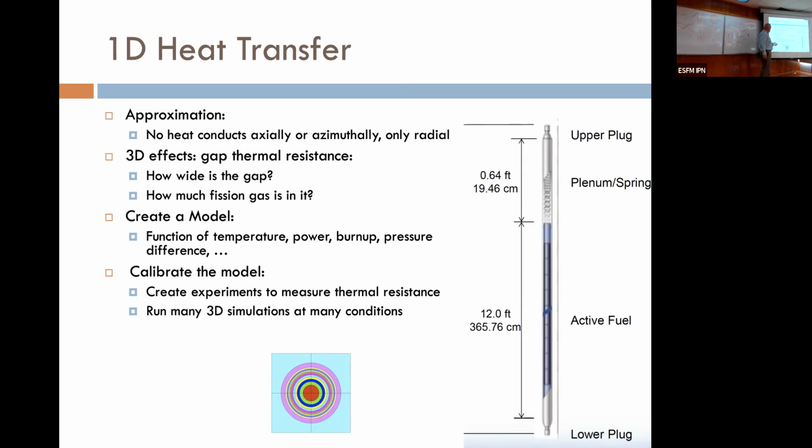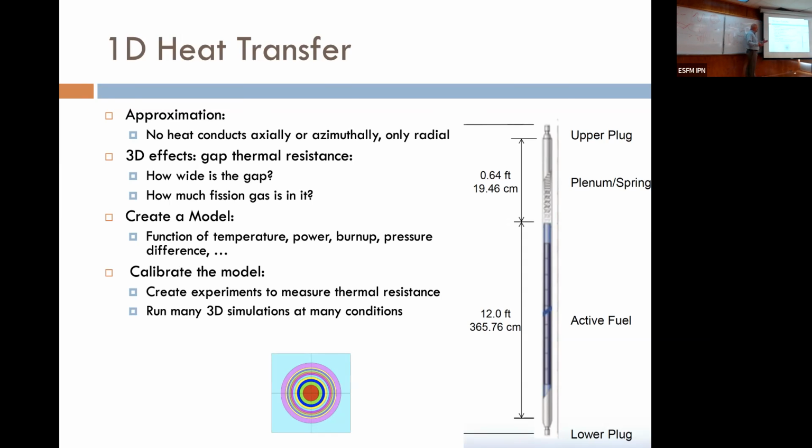But those geometric changes are really changing what that gap width is. That gap width could go from relatively big, which would cause a 300-400 degree jump in temperature in the fuel, to completely zero, where the fuel and the cladding are touching. And so you need to have some way of getting some thermal resistance in the gap. So all of these 3D effects affect how wide the gap is and what is in the gap. If it's pure helium, like it was filled with originally, helium has good conductivity. Xenon and krypton, the fission gases, don't. And so you need to know how wide is the gap and how much fission gas is in it.